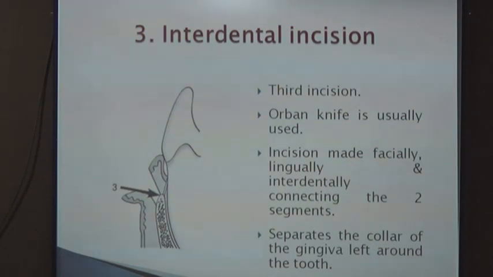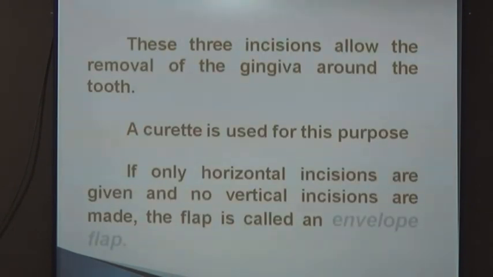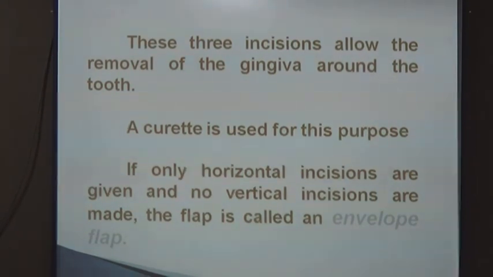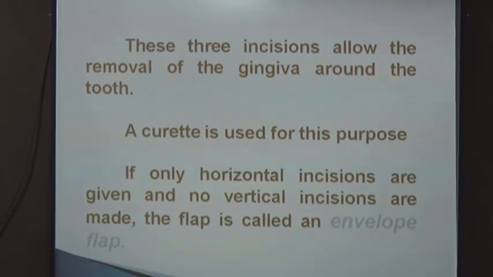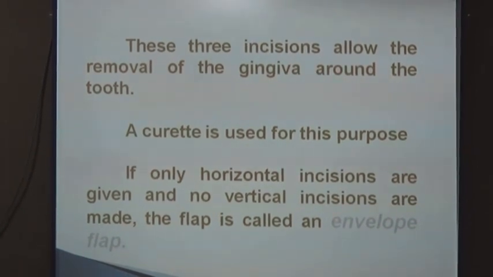And these three incisions allow the removal of the gingiva around the tooth. A curette is used for this purpose. If only horizontal incisions are given and no vertical incisions are made, the flap is called an envelope flap. Envelope means you just open it and close it. In Widman, most of them will even use the vertical incision in that type of flap. The envelope flap is just like opening and closing.